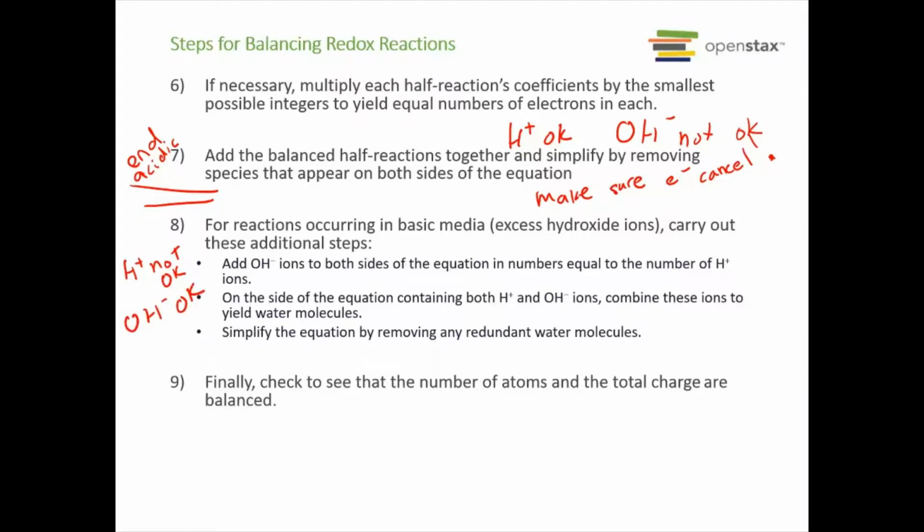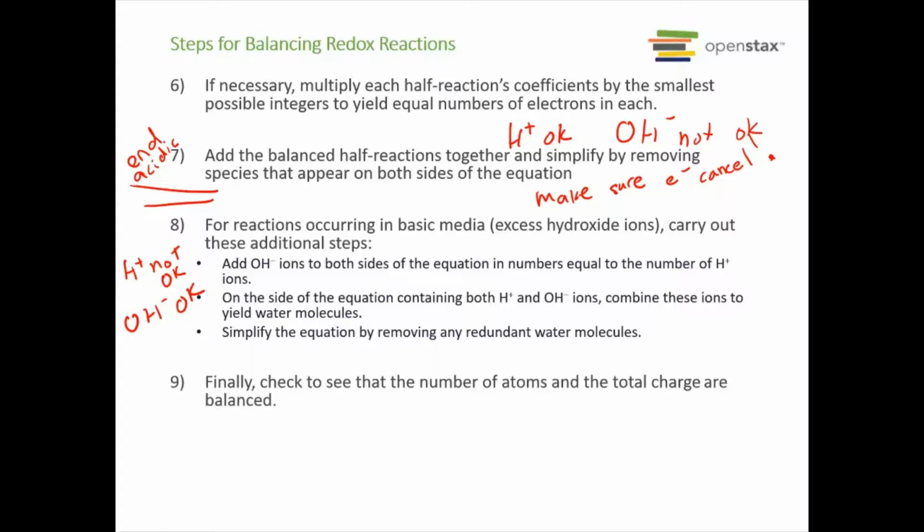So, if you're told to balance in a basic solution, you're going to start by adding OH- to both sides of the equation, equal to the number of H+ ions. So if you have, let's say, 5 H+ ions on the product side, then you would add 5 OH- to the product side, and you would also add 5 OH- to the reactant side. It's just like in an algebraic equation where if you add something to both sides, you're adding 0. They would cancel each other out, right?